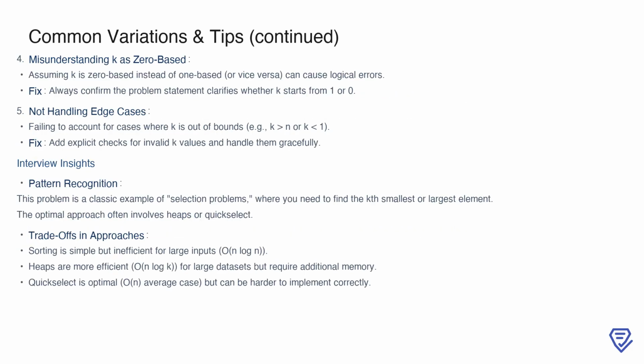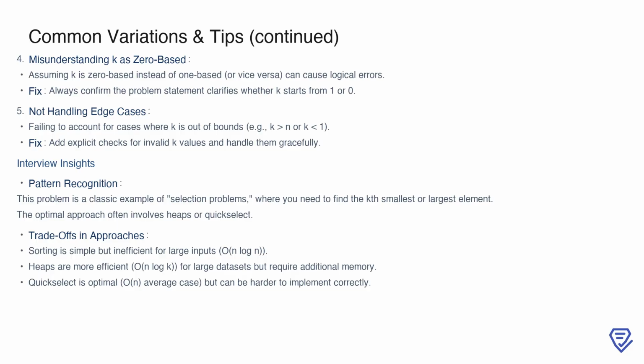Misunderstanding whether k is 0-based or 1-based is another common pitfall. If you assume the wrong convention, your logic might fail. Always confirm whether k starts from 1 or 0 as specified in the problem statement. Another mistake is not handling edge cases. For instance, if k is out of bounds, such as when k is greater than the array size or less than 1, your solution could break. To prevent this, include explicit checks for invalid k values and handle these scenarios gracefully.